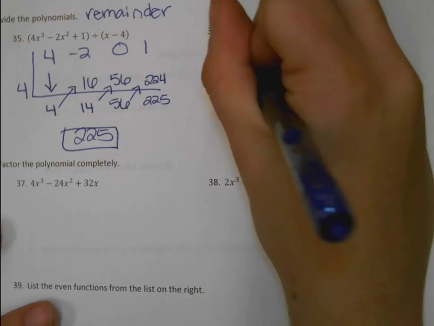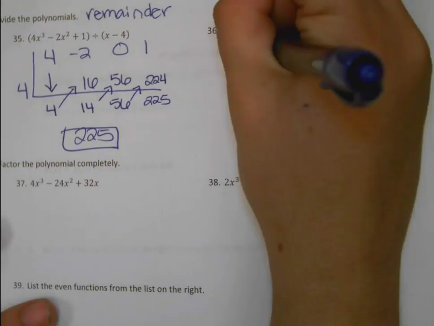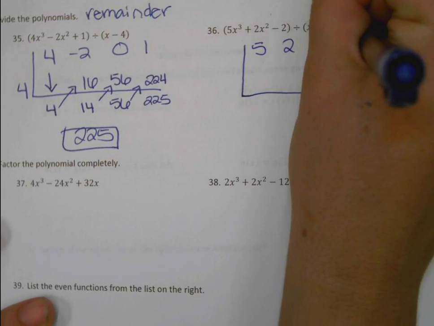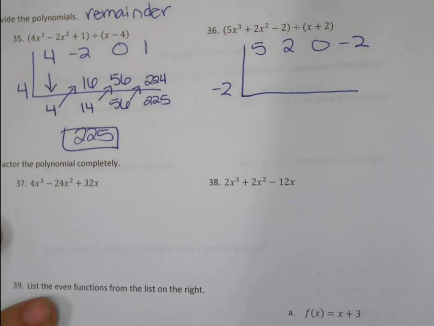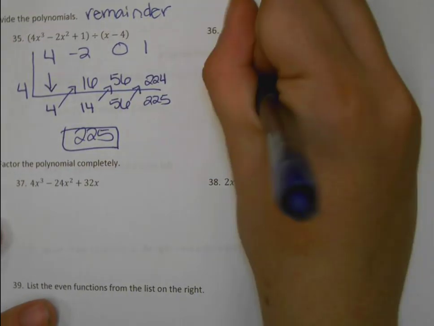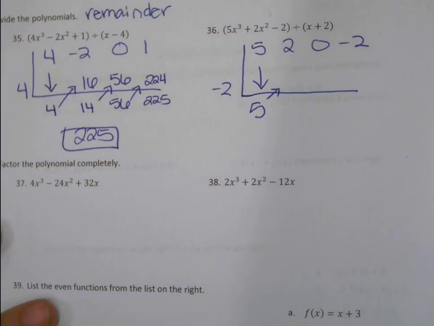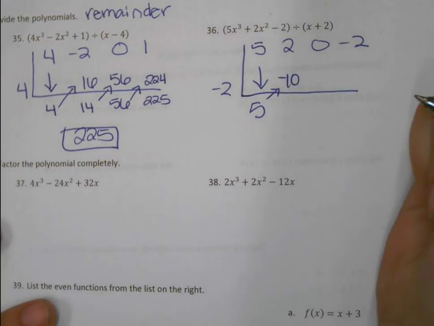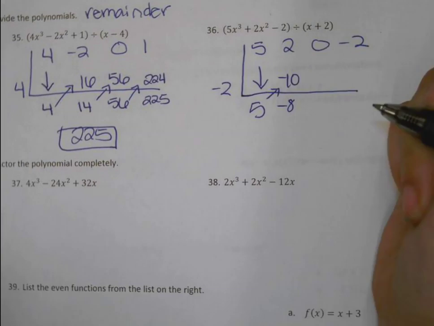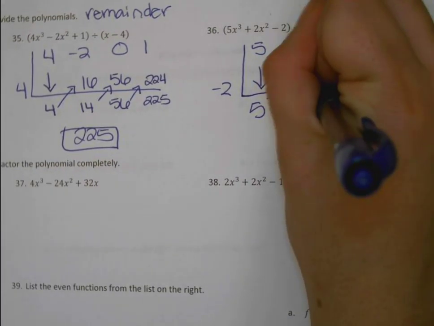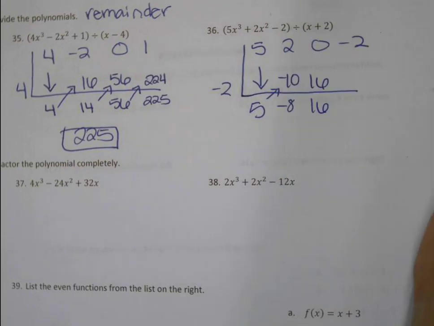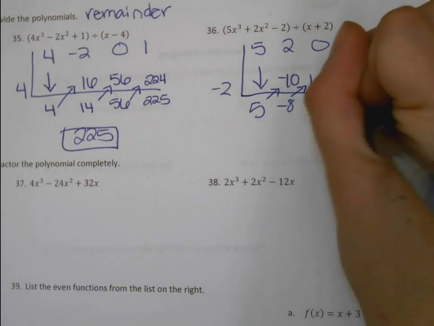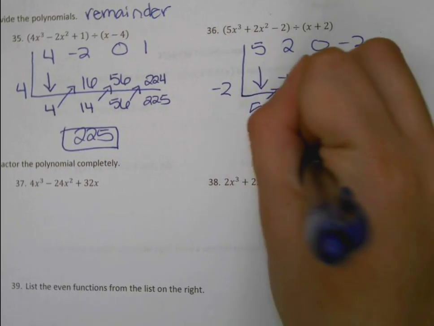Okay. So number 5 is going to work the same way. 5, 2, 0, negative 2. And then over here on the left I have a negative 2. I bring the 5 down. 5 times negative 2 is negative 10, 2 minus 10 is negative 8 times negative 2 is 16, 0 plus 16. Negative 2 times 16 is negative 32. Negative 2 minus 32 is negative 34. So my answer on this one is negative 34.